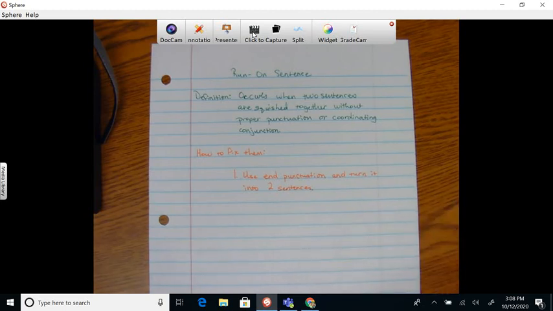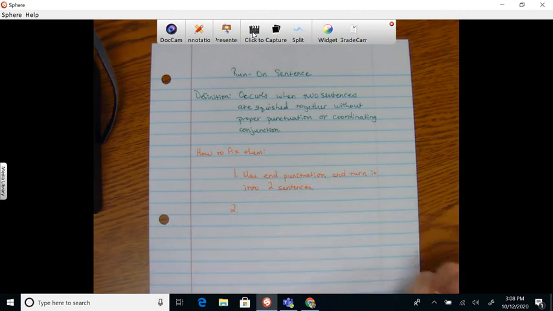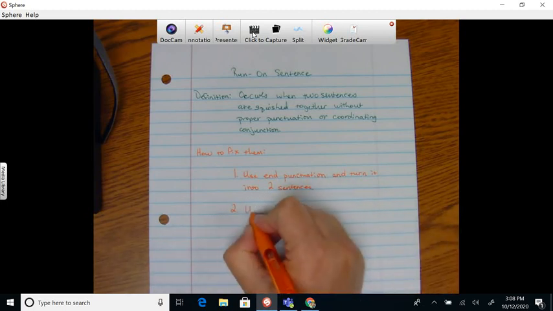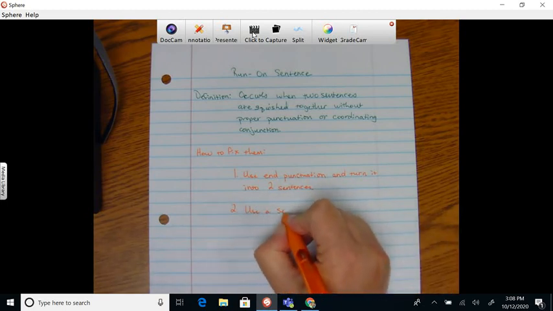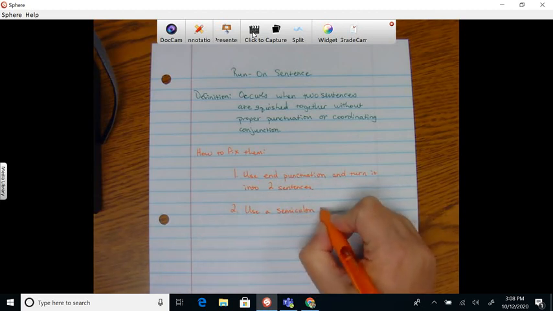If you put in end punctuation, it doesn't necessarily mean that you've corrected the sentence fully. So just keep that in mind. Okay? Two, you can use a semicolon to combine them.